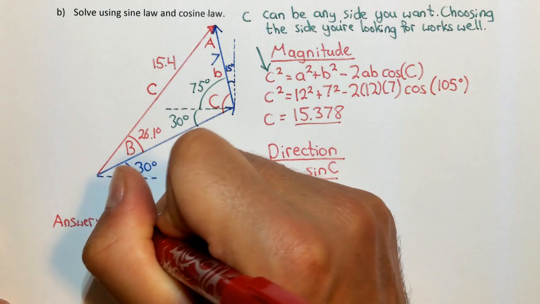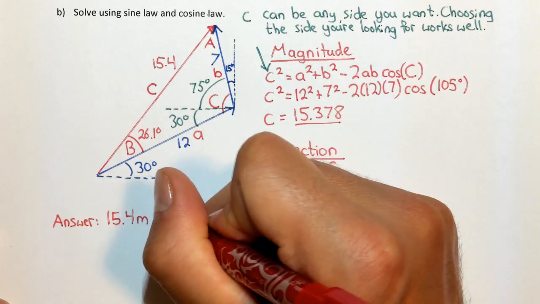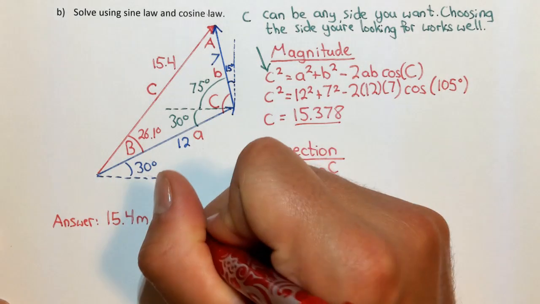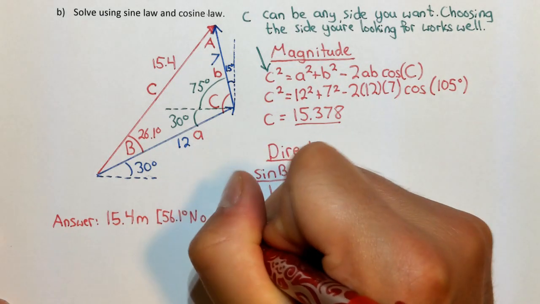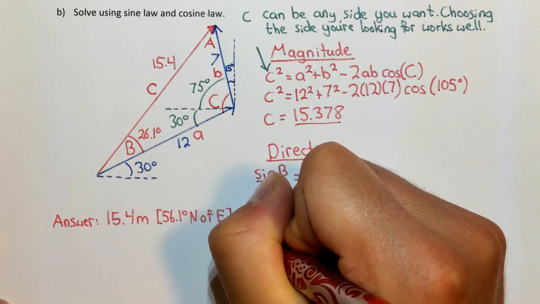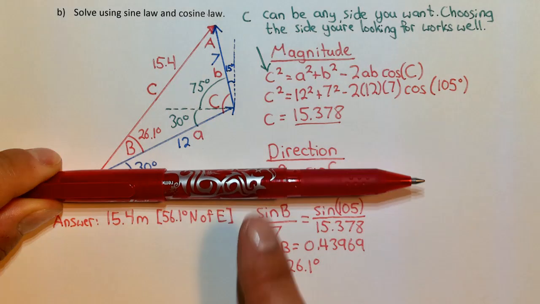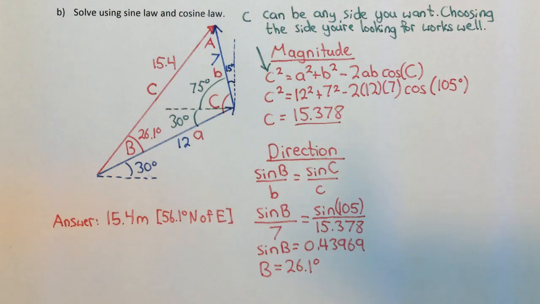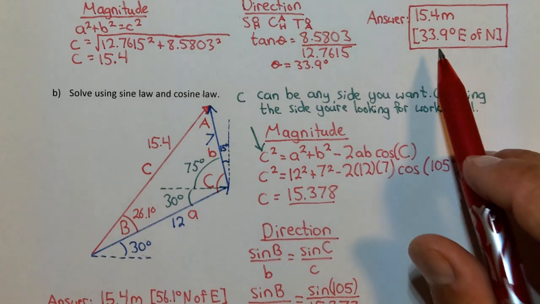So my answer is 15.4 meters. And then that angle here is 56.1 north of east. Right? Here's east. To get to my resultant vector, I'm going to go 56.1 degrees north of it. But wait, this still isn't the same as the angle we got up here, 33.9.